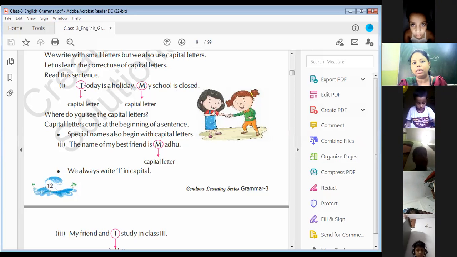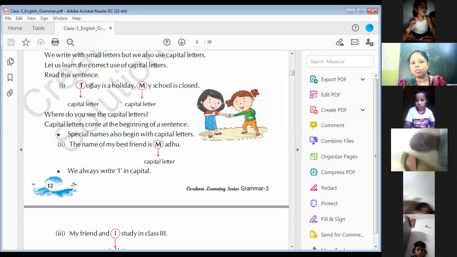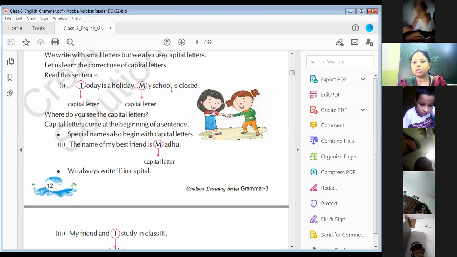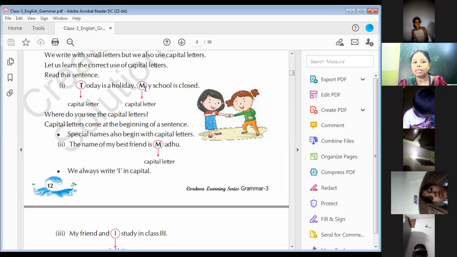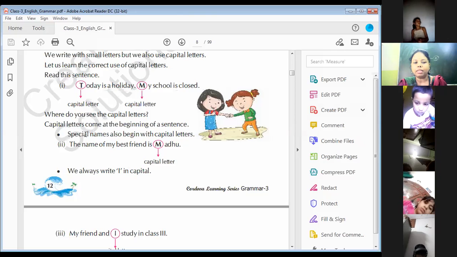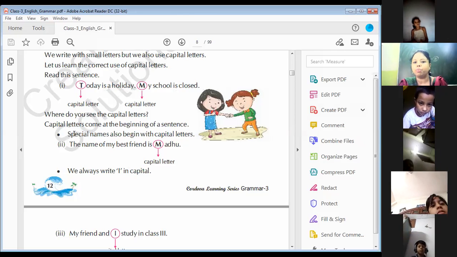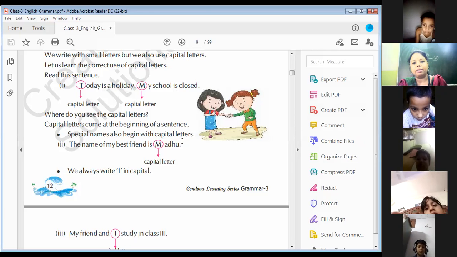Understand? As you can see in this sentence, T is written in capital letter: Today is a holiday. The rest is written in small letters. And here you can see, my school is closed. The first letter, M, is written in capital letter. You have to remember always that whenever we start writing a sentence, the first letter should be capital. Special names also begin with capital letters.